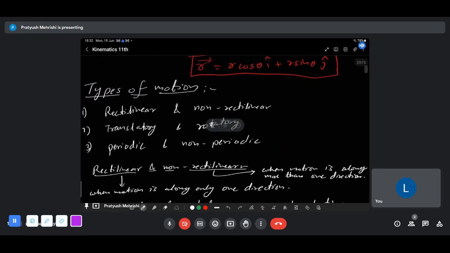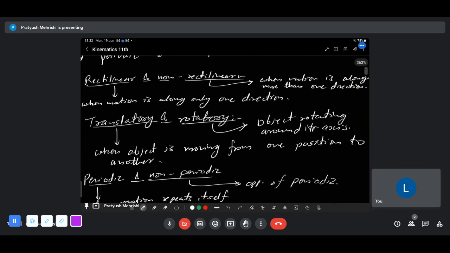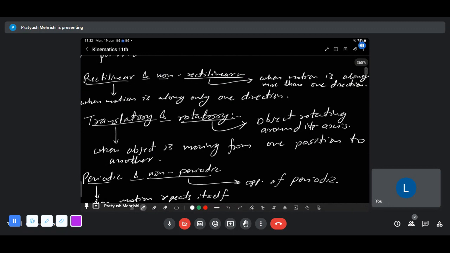Next is translatory and rotatory motion. Translatory motion means when the object is moving from one point to another. Rotatory means it is rotating at its own place. It is moving, but its position is not changing. Got it? Yes, I got it.